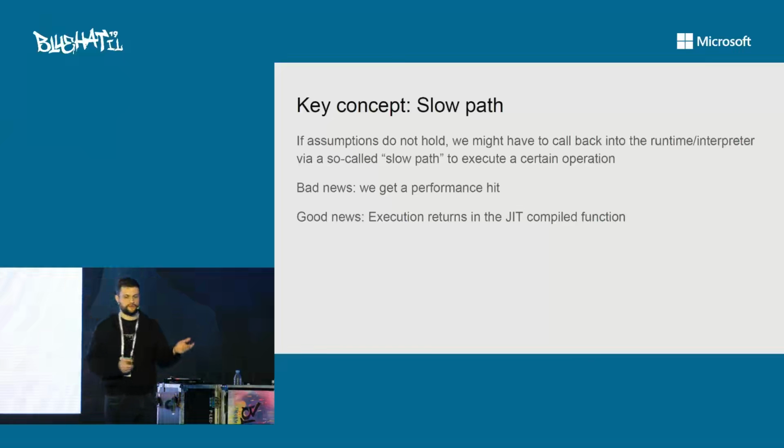So that's true for addition, right? If we generate JIT code for addition of two integers and then we have two strings, then we need to do something completely different. So we have to fall back into the interpreter via a slow path. The bad news is you get a performance hit because you exit the JIT code. The good news is that it was actually intended, so for that particular operation, you will go back to the interpreter, which is much slower, but you will still return to a JIT function.